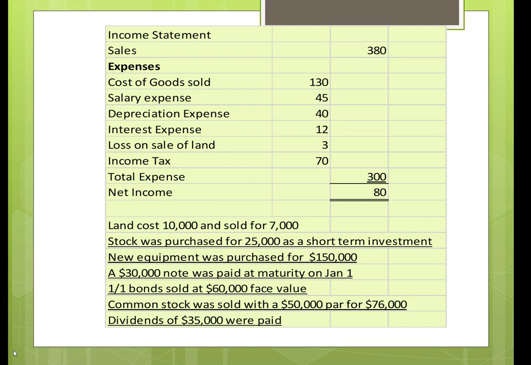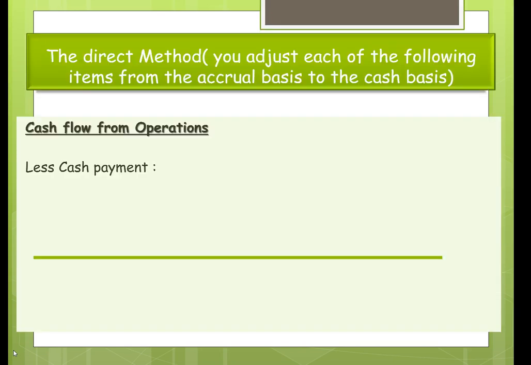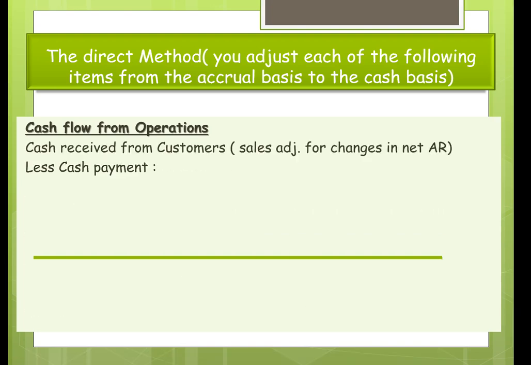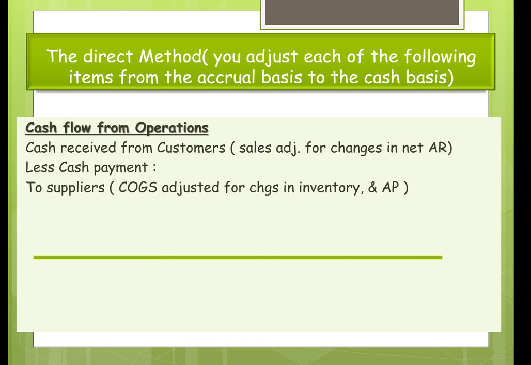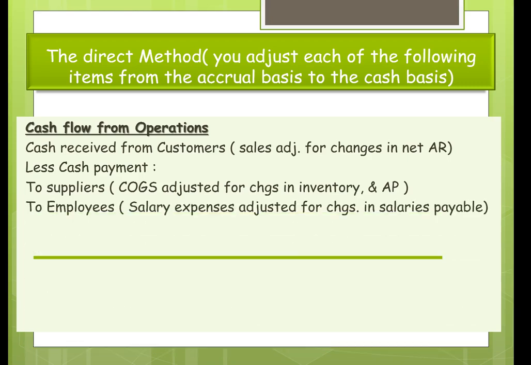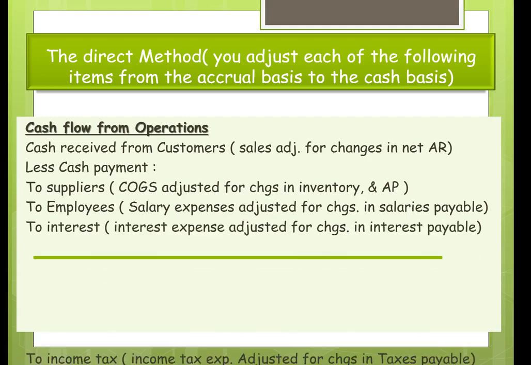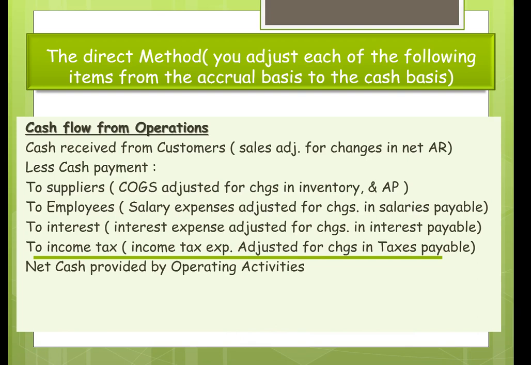Now we can start our process, and we're going to start with doing operating activities, the direct method. So we have our format, and we're going to always start with cash received. The next thing we have to look at are the cash payments. And here are some examples of the accounts. What we want to do is look at these accounts and then adjust for changes. For example, in the case of suppliers, we need to look at changes in inventory and accounts payable. Then we're going to look at salaries adjusted for changes in any liabilities associated with that, as well as interest and income tax. And that's going to give us net cash provided by operating activities.